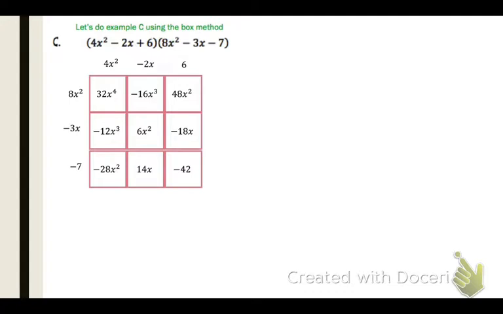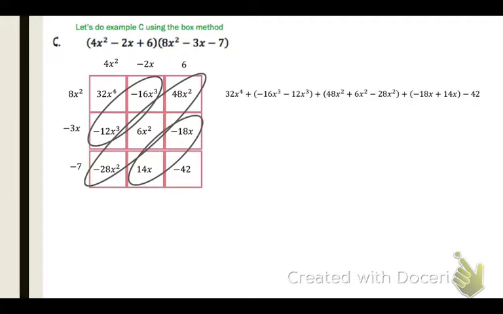And now we just combine like terms. So we combine our x cubes, our x squareds, and our x's. We're going to end up with all of that right there. Then I'm just going to finish simplifying these, adding these together. And you'll end up with 32x to the 4th minus 28x cubed plus 26x squared minus 4x minus 42. And that's your final answer.